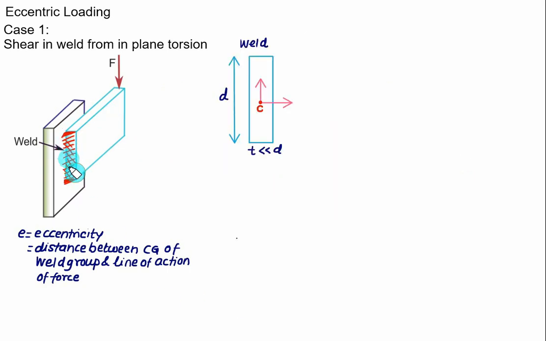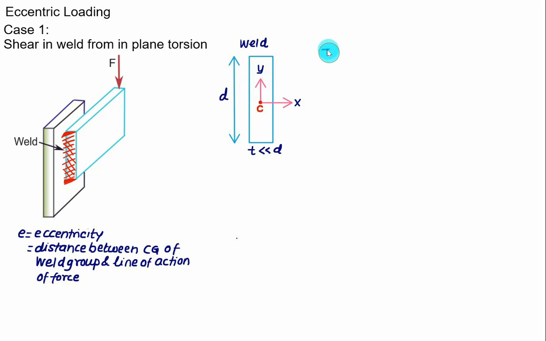We have done the welding on one side only, that is the line welding of length equal to d, and we have throat thickness equal to t. Throat thickness is very small as compared to d. This one is the centroid of the weld group system. Let's say this axis is x, which is the centroidal axis. This axis is y, which is again a centroidal axis.